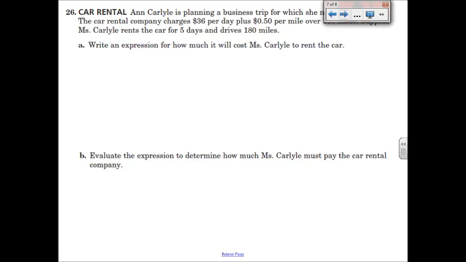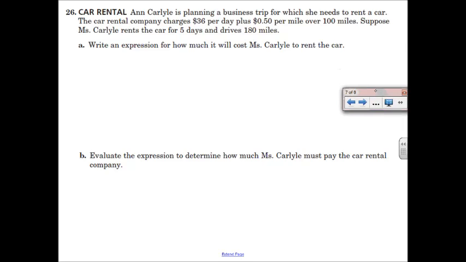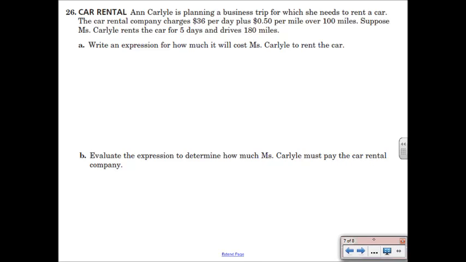All right, we got 2 word problems. So let's get this out of the way. It says, Anne Carlisle is planning a business trip for which she needs to rent a car. The car rental company charges $36 per day plus 50 cents per mile over 100 miles. Suppose Ms. Carlisle rents the car for 5 days and drives 180 miles. Write an expression for how much it will cost Ms. Carlisle to rent a car.